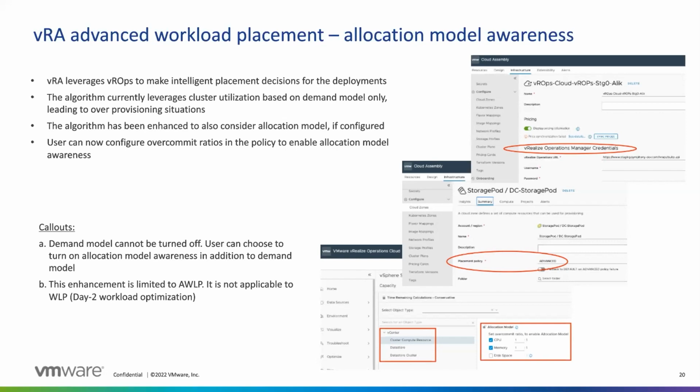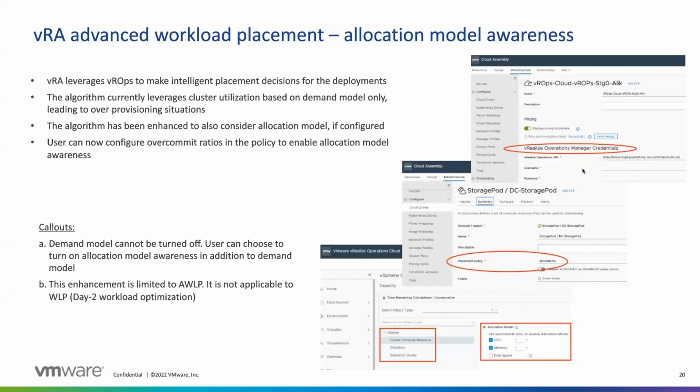So that's the enhancement. The second important callout is that this capability is limited to AWLP only, which is the capability that you get when you bring VRA and VROps together. This capability is not extended to the traditional workload optimization capability that's available natively within VROps. So 3 prerequisites to get this working. That's basically what you see in the screenshots here.